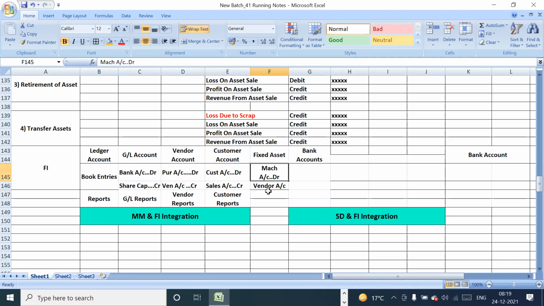And monthly, what are we going to charge? We are going to charge the depreciation. Suppose this asset is worth 1 lakh rupees. So at the end of the month, the end of the quarter, or the end of the year, we charge some depreciation. Then what do we want to see? We want to see my net book value of this asset.